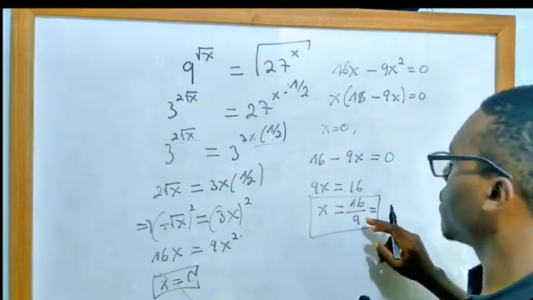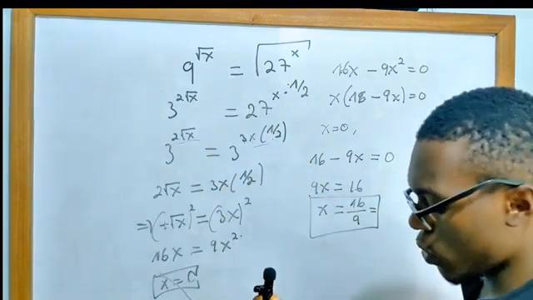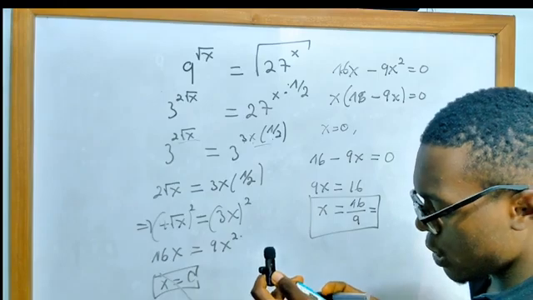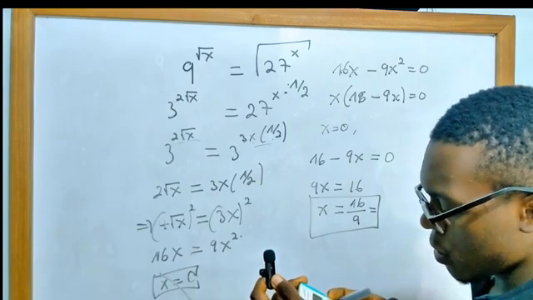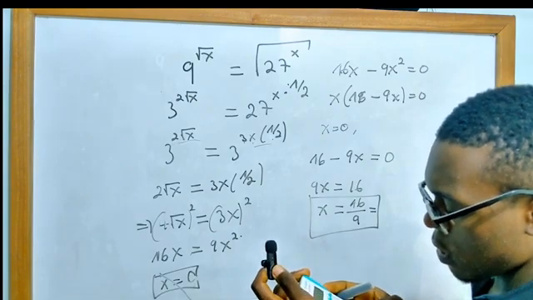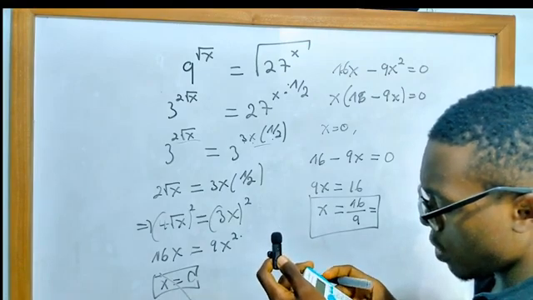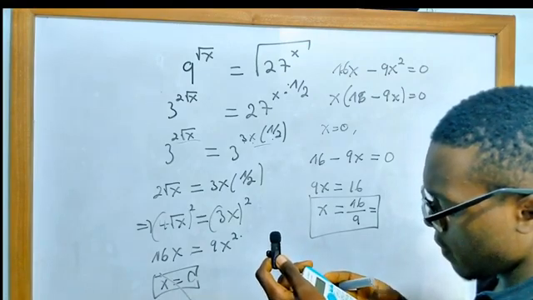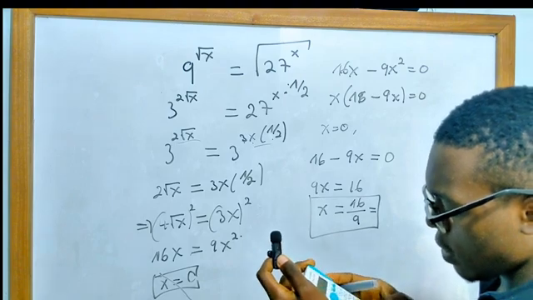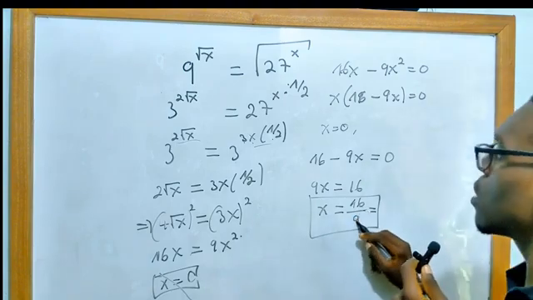Okay, let's try testing if this is the correct answer by replacing x with 16 over 9 in here. Okay, let's punch on the calculator. 9 to the power root of 16 divided by 9, that gives 18.72. 27 to the power 16 divided by 9, square root of that gives 18.72. That means our answer x is equal to 16 all over 9.